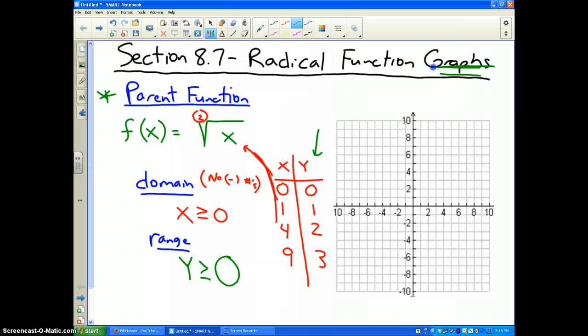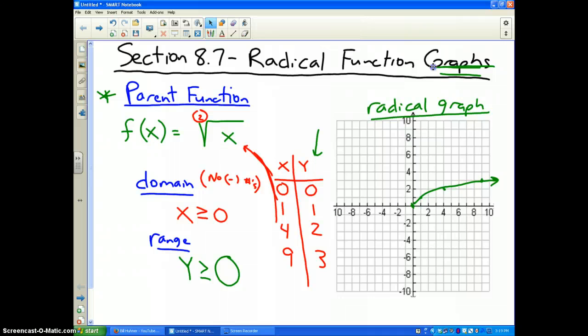Now, let's plot our dots. 0, 0 is about right there. 1, 1 is right there. 4, 2 is right there. 9, 3 is right there. So it's going to make a curve something like that. And that, people, is what a radical graph looks like. That's the function. It's a smooth curve that slowly rises.